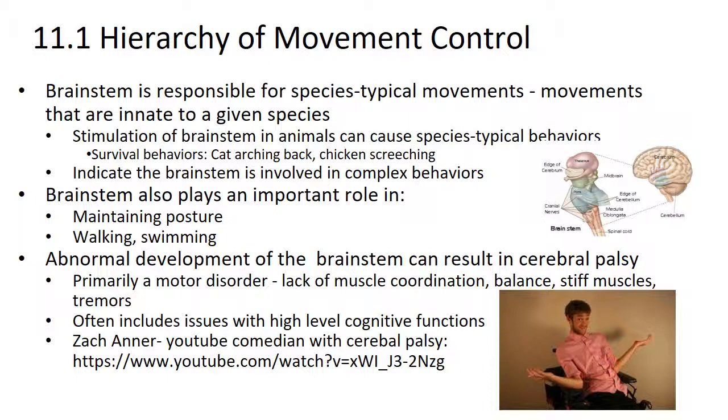And our ability to stimulate the brainstem and induce these behaviors in animals indicates that the brainstem is in fact involved in complex behaviors. Brainstem has a reputation for being very basic and really not involved in complex behaviors, but at least in the motor system, this isn't the case. The brainstem also plays an important role in automatic or relatively automatic and rhythmic movements, such as maintaining posture, walking and swimming.